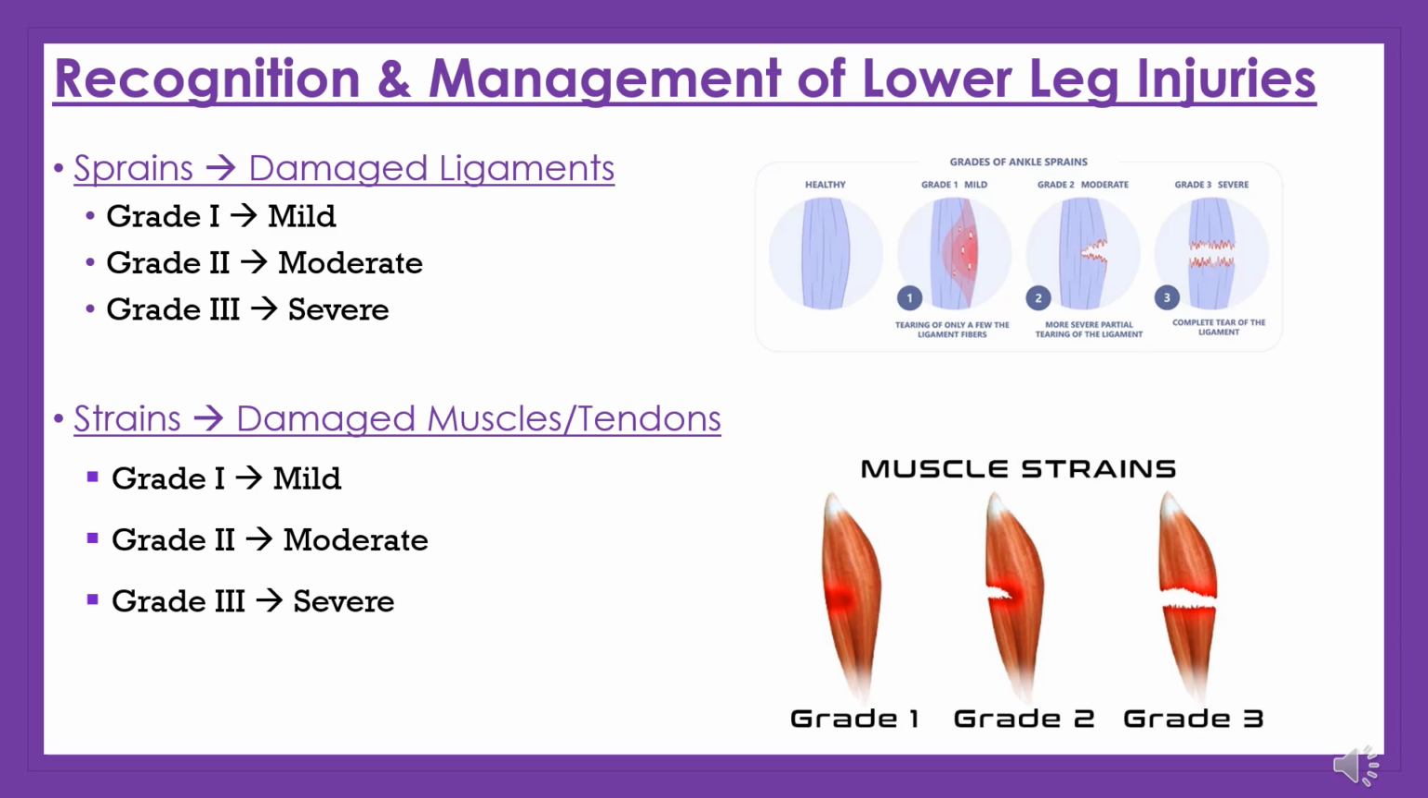Grade 2 strains are a partial tear of the muscle or the muscle tendon, just like a grade 2 sprain is a partial tear of the ligament. And then a grade 3 strain is a complete rupture of the muscle or complete rupture of that tendon. So when somebody asks you if your athlete or patient has a quote-unquote bad injury, you can refer them to these grades as your guide on if it's something that you would consider or they would consider a quote-unquote bad injury or not.